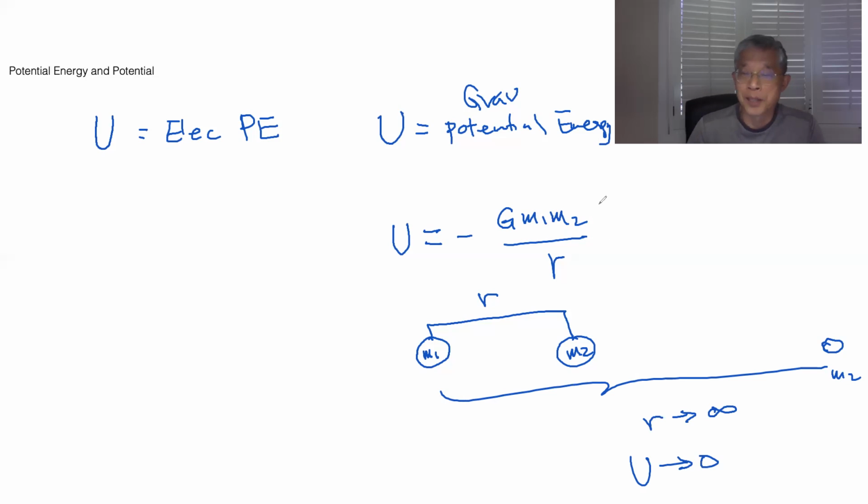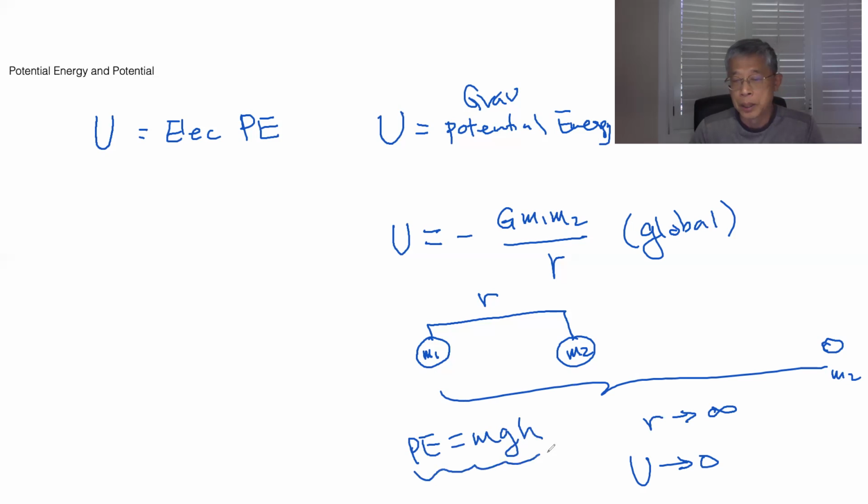So this is the potential energy that was defined in AP Physics 1. This is more of a global version. We do have a local version, which is potential energy equal to mgh. That one is more for when your g is constant, but this one works for when the g also changes. Okay, so that's the U for the gravitational potential energy.